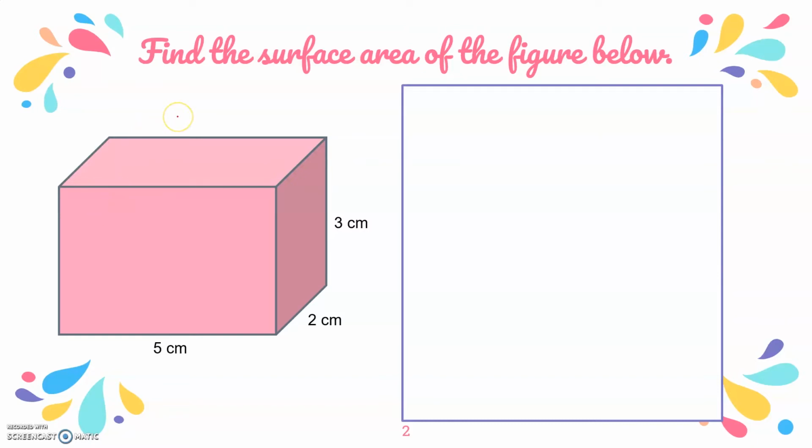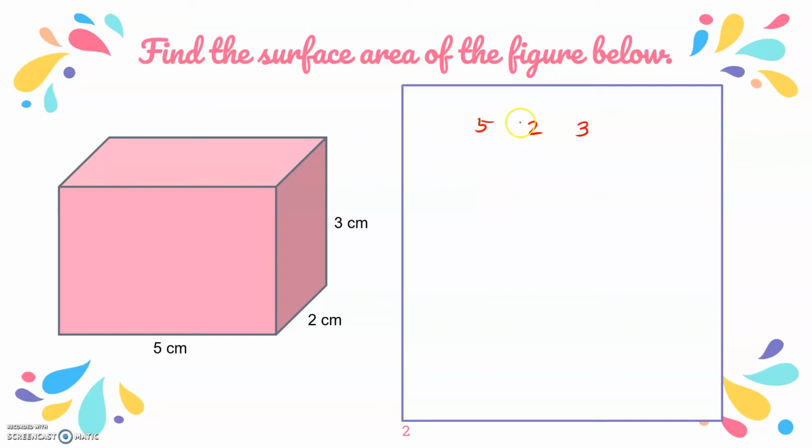To find the surface area of this rectangular prism here, which is 5 centimeters long, 2 centimeters wide, and 3 centimeters high, we need to first find all three pairs of numbers that can be formed using these three dimensions. And for us to easily do that, we'll simply have to draw a heart. So what do I mean by that?